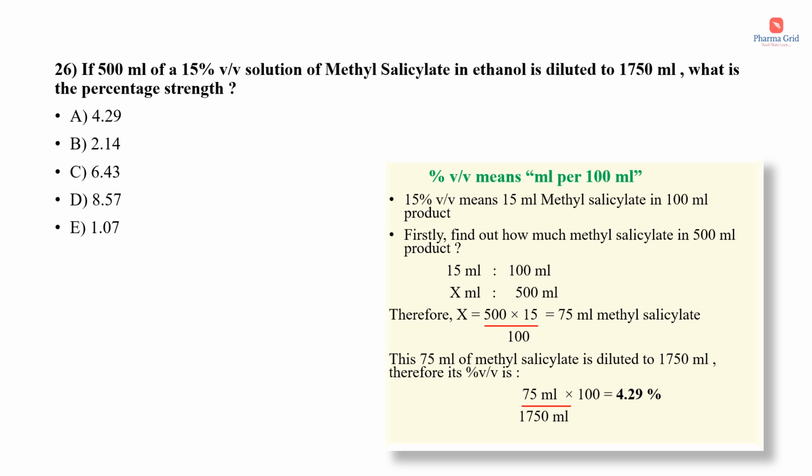Okay, in order to convert anything to percentage, we need to multiply it by 100. So 75 divided by 1750 into 100 is equal to 4.29%. Okay, so the percentage strength is 4.29%. Here the correct answer is option A.